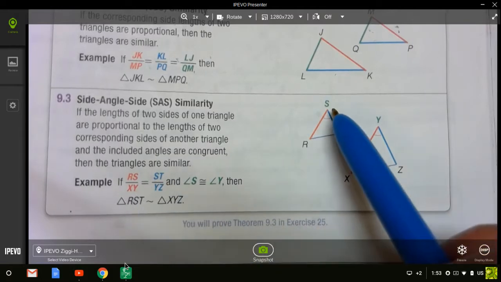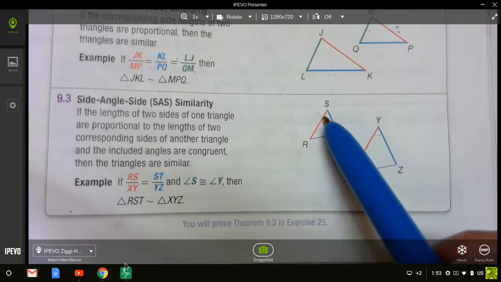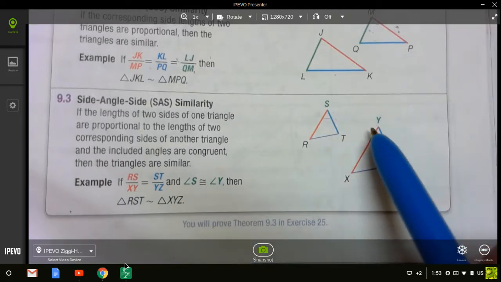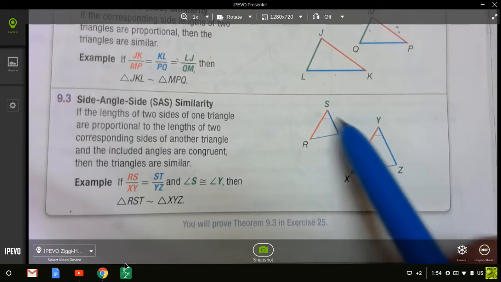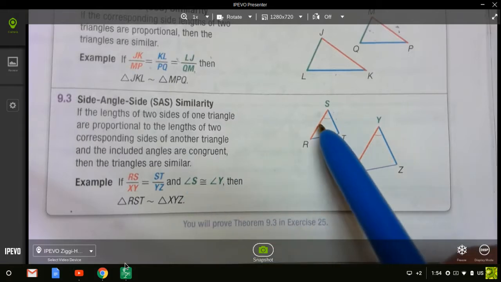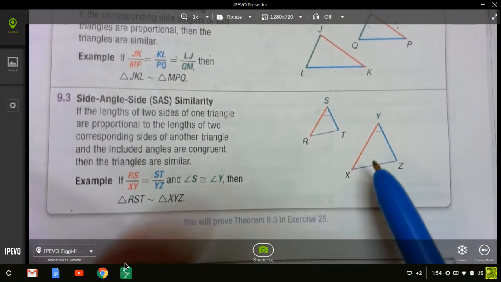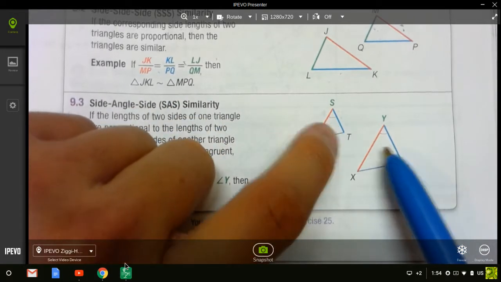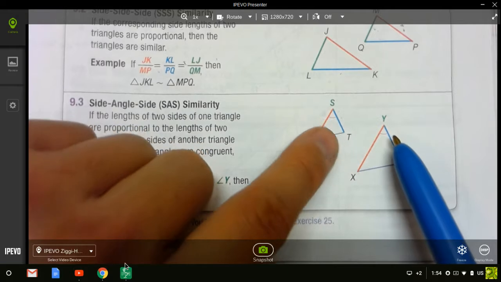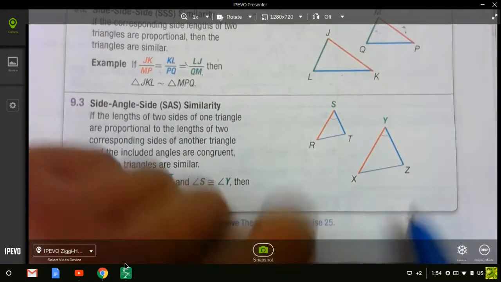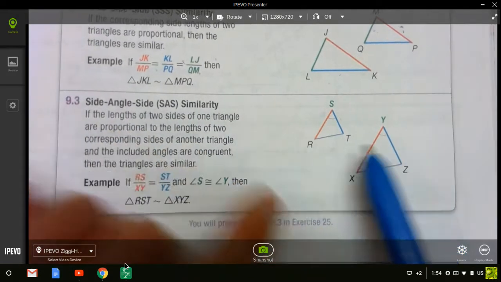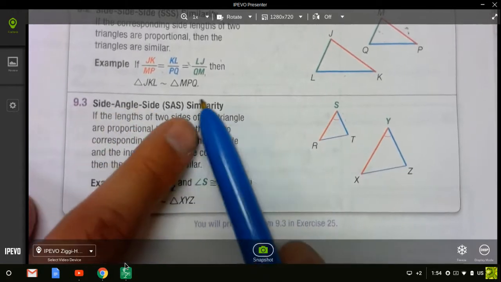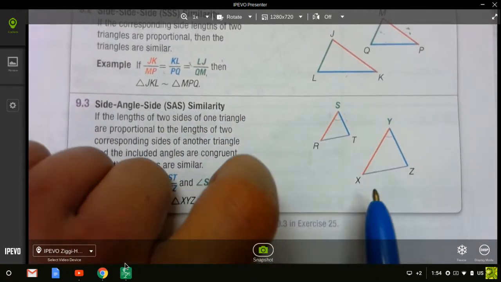And if you can conclude that the angle in between those corresponding sides is congruent, not just equal but congruent, meaning that they're exactly the same in shape and in angle measure, then you have two ratios of sides, like a sandwich, that are proportional to each other with an angle in between them that is completely the same. Then by the side-angle-side similarity theorem we can say that these two triangles are similar.